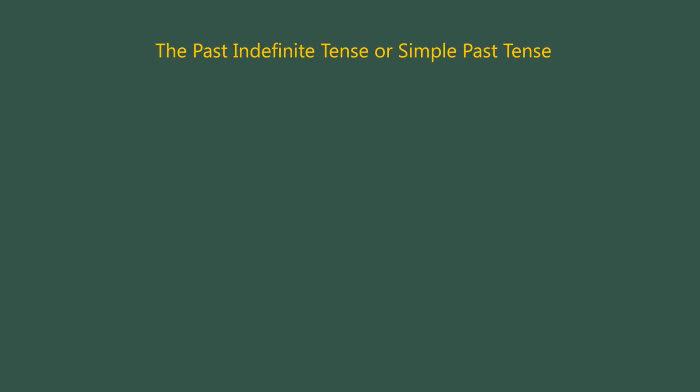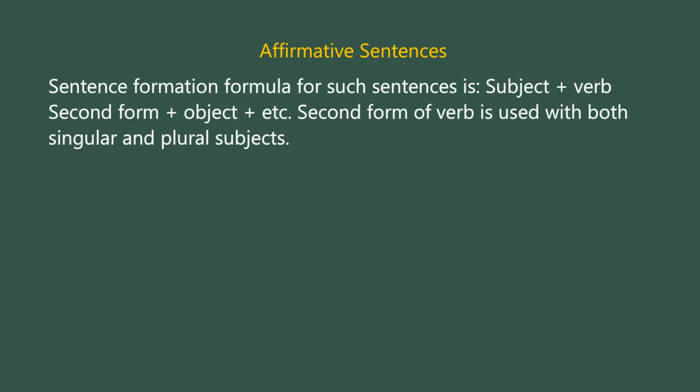The past indefinite tense or simple past tense. Affirmative sentences. The sentence formation formula for such sentences is subject plus verb second form plus object plus etc. The second form of the verb is used with both singular and plural objects, like, I wrote a book.